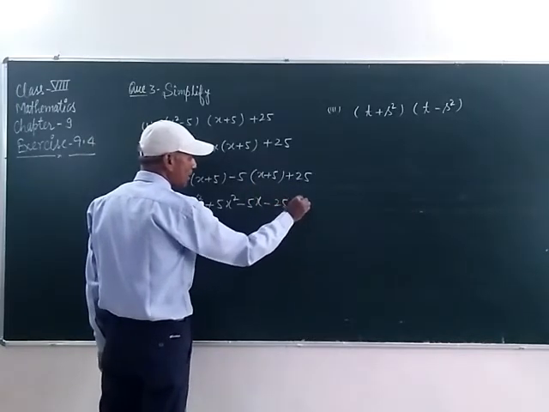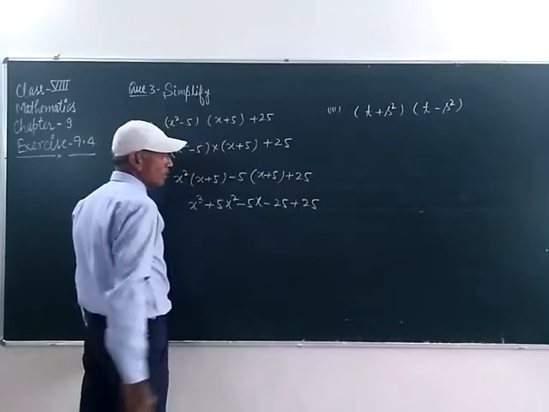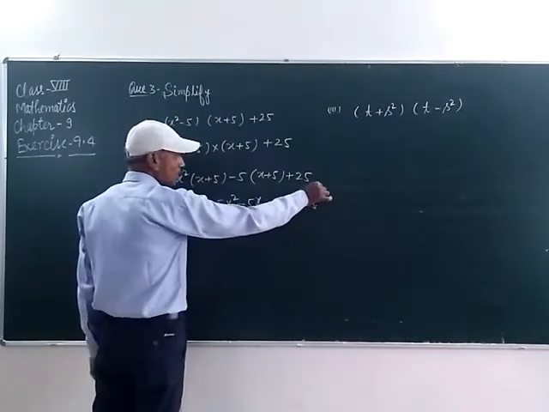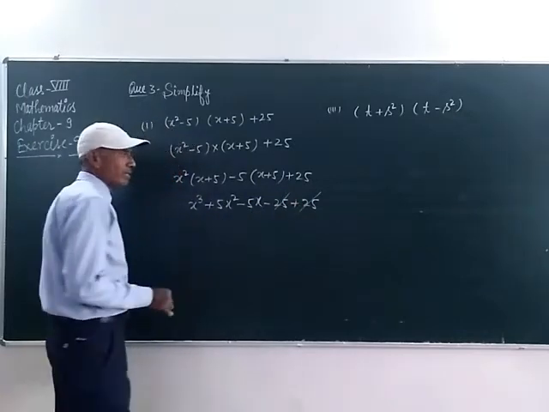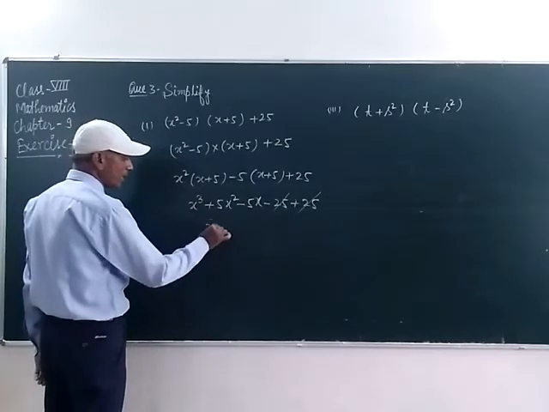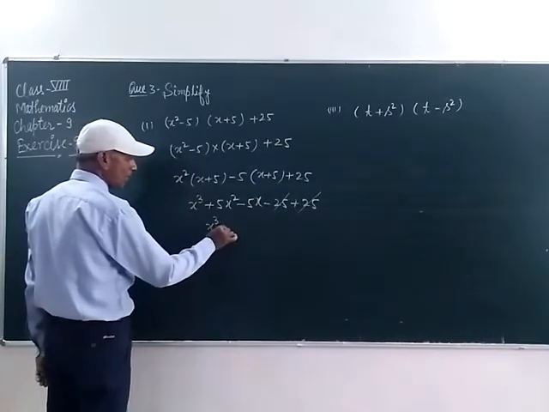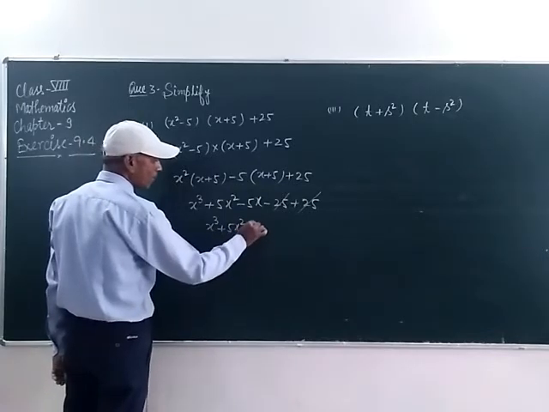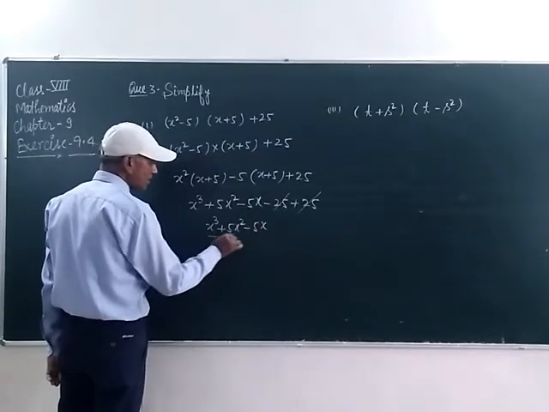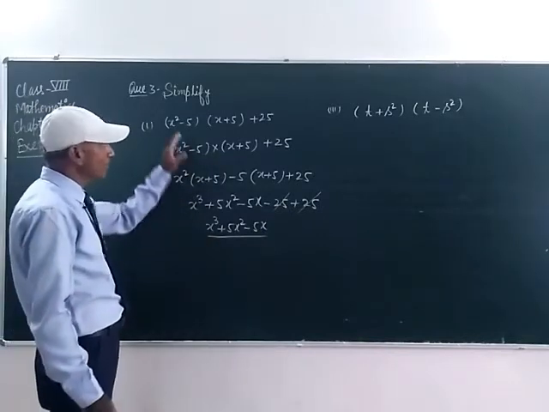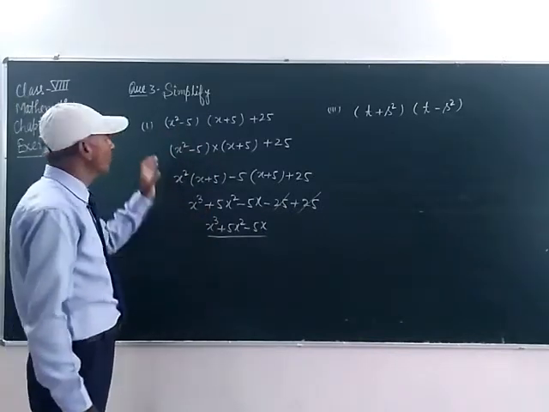25. Plus 25. So this one minus 25 and this one plus 25, student, it will be cancelled. Negative and positive will be cancelled. So this one x to the power 3 plus 5x square minus 5x. This is the solution of the first part, or simplification of the first part of the question.